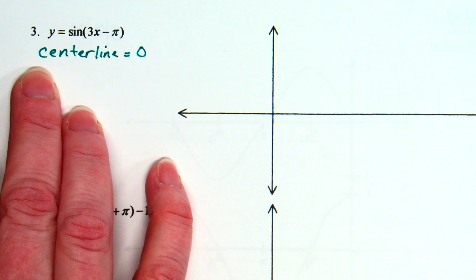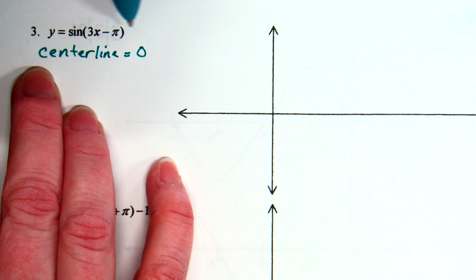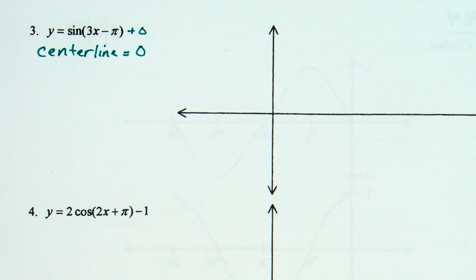Well, plus D is a number added or subtracted at the end. What is our D value here then? There is none, so it's 0. So that just goes to say that our x-axis is still 0. It's not going to move up or down. Okay, what else besides center line?